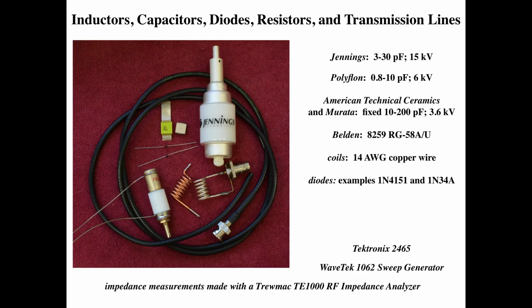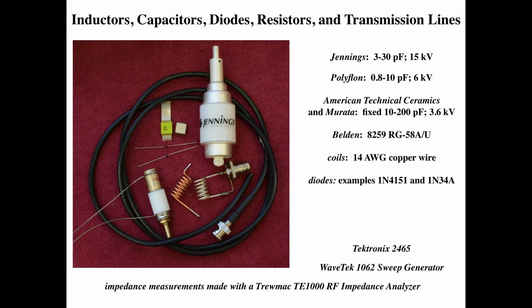Our focus will be on practical RF circuits that can be built from inductors, capacitors, diodes, and transmission lines. Here's a photograph of some components that we typically use in our laboratory. We have a Jennings variable capacitor and a Polyflon variable capacitor. The Jennings has a capacitance range of 3 to 30 picofarads and a voltage rating of 15 kilovolts. We also keep an assortment of fixed value capacitors, typically in a range of 10 to 200 picofarads. Examples are this American Technical Ceramics capacitor and this Murata capacitor, and their voltage ratings typically are 3 to 4 kilovolts.